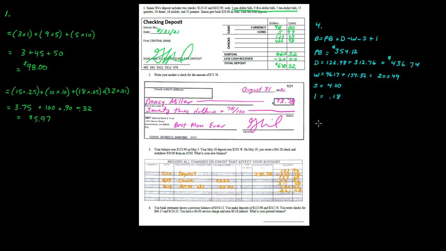So I'll take all of this and put it into my formula here. 354.12 plus my deposits, 436.74, minus my withdrawals, 200.49, minus any service charges, which is 4, plus any interest, which is 0.18. When I throw all that into my calculator, I should have a new balance of $586.55 as my final answer there. 586.55. And that's it for the front page.